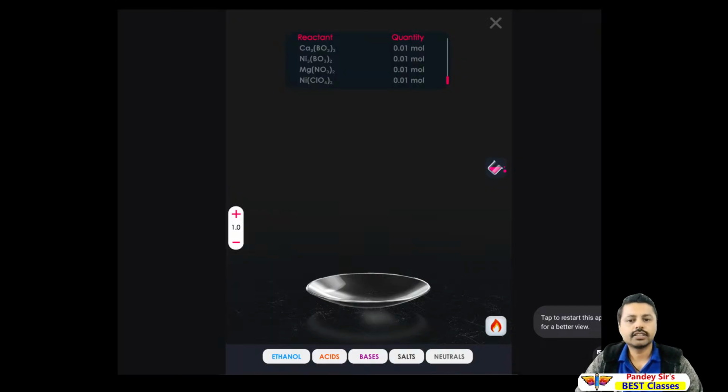A white powder is heated in a boiling tube. Brown fumes are emitted and a yellow residue is left behind. Write the reaction. Listen once again. A white powder is heated in a boiling tube. Brown fumes, the gas will be brown color, are emitted and a yellow residue is left behind. So there is a precipitation. Can you tell what is the reaction?